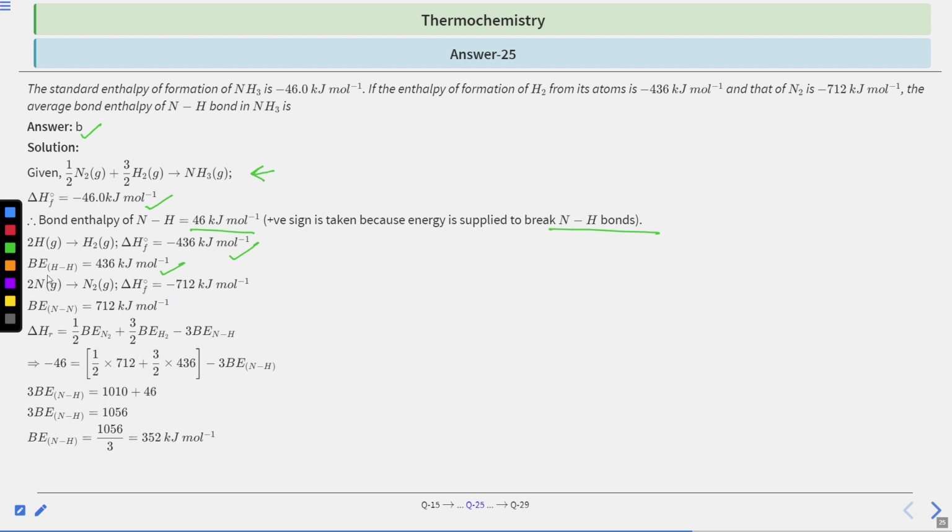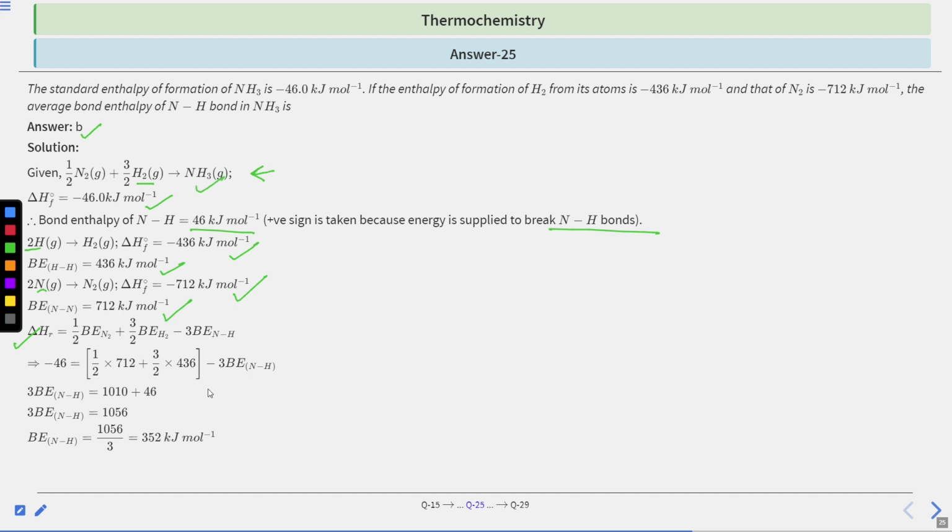Two nitrogen atoms will give you an N2 molecule. Del HF is given as minus 712 kilojoule per mole, and the bond energy for the N2 bond will be 712 kilojoule per mole. These bond energies we are calculating by putting in the enthalpy and bond energy relation. Here they are elemental, so their bond energy will become zero. So del H for the reaction, we can find out as half of the bond energy of N2 plus 3 by 2 of the bond energy of H2, minus the bond energy of the product, that is 3 times the bond energy of N-H.